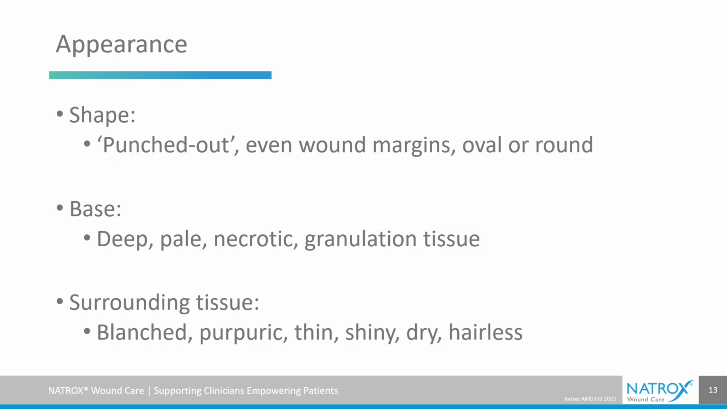The appearance is usually a punched out shape with even wound margins that are oval or round. The base of the wound is typically deep, pale, with necrotic tissue and very little granulation tissue. The surrounding tissue, or periwound tissue, is usually blanched, purpuric, thin, shiny, dry, and hairless.